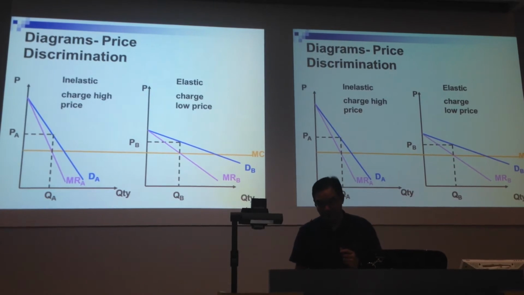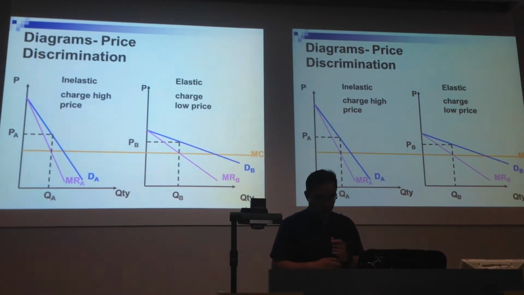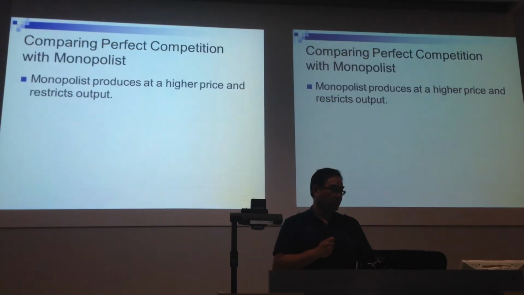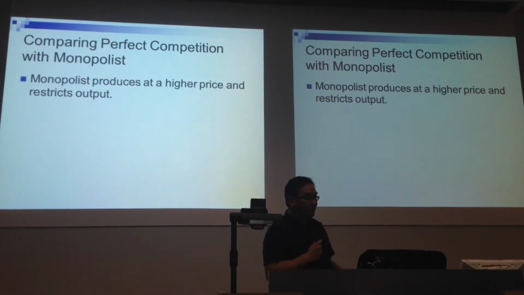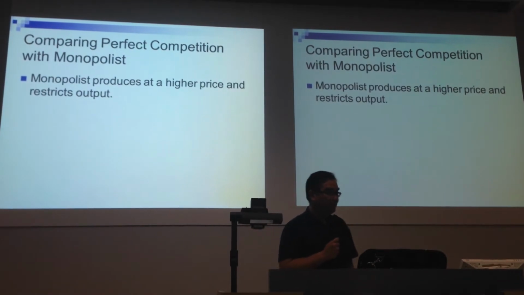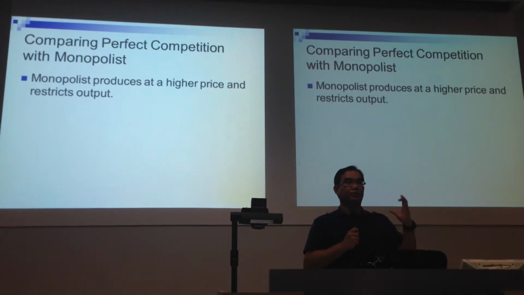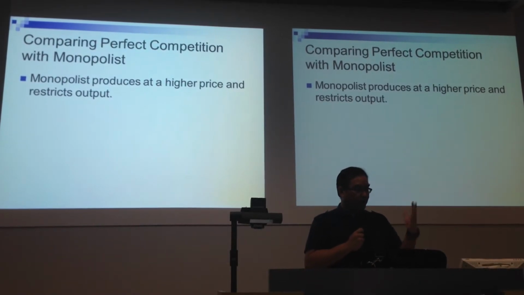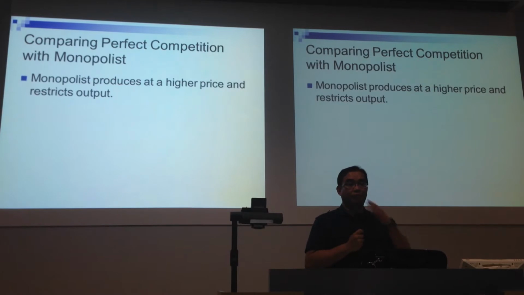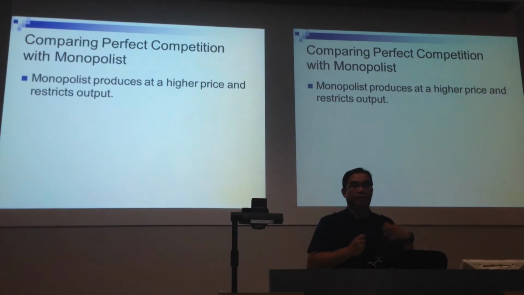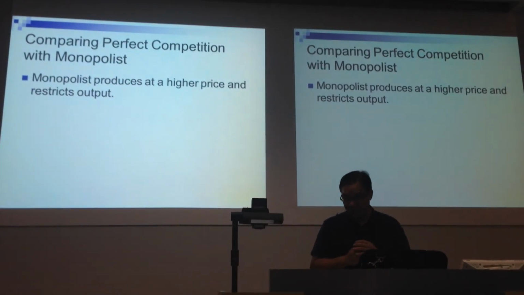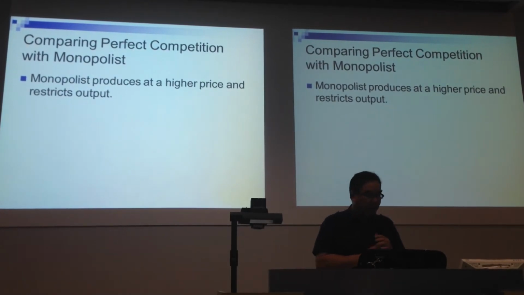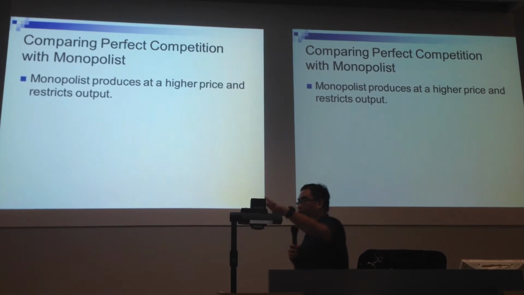Right? And if you were to do a comparison between perfect competition and monopoly, you find that a monopoly will charge a higher price, okay, but produce a lower level of output as compared to the firm in perfect competition. Okay, so that concludes the different types of market structures.